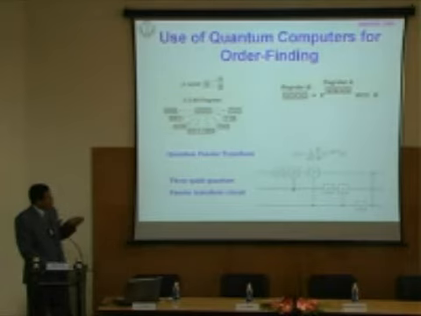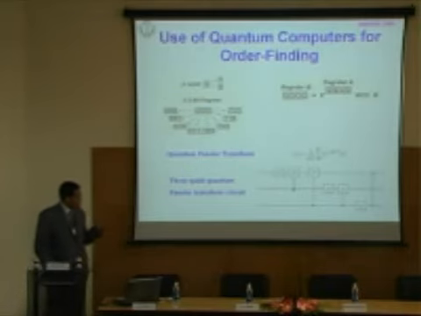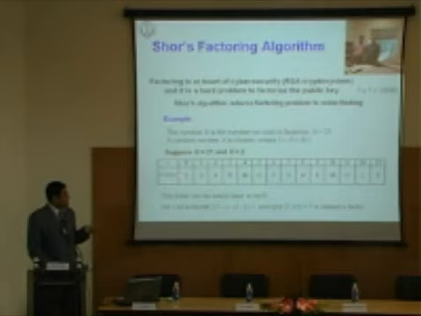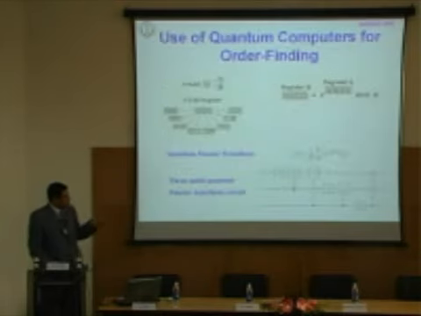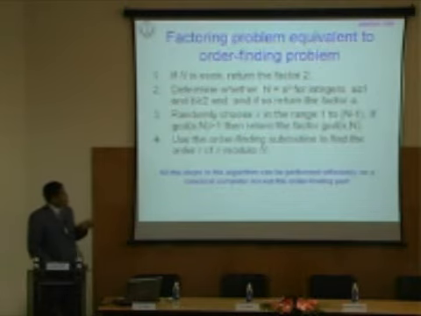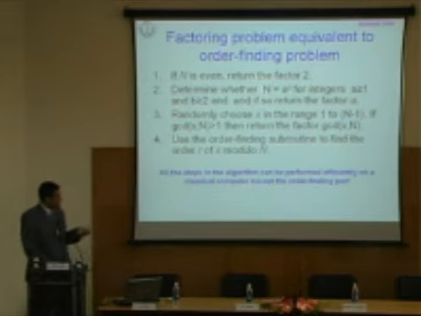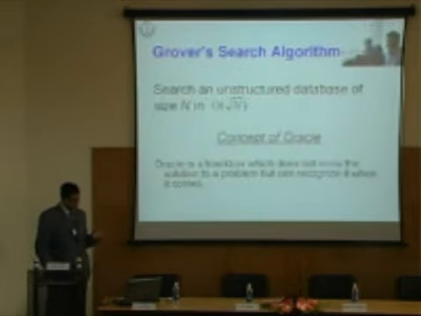The use of quantum computers for order finding is that using quantum Fourier transform circuits, this operation x^r mod N, you need not do it for every step. You can do it together for all the states using a quantum computer. So the factoring problem is equivalent to the order finding problem, that is Shor's result. All the steps in the algorithm can be performed efficiently on a classical computer except the order finding part.